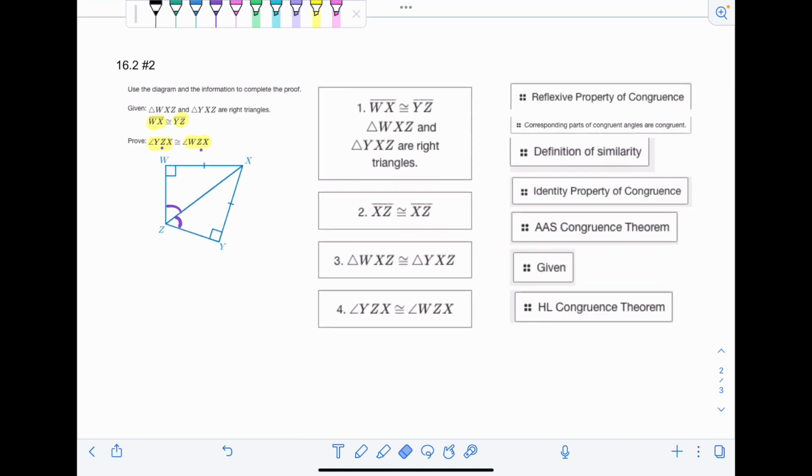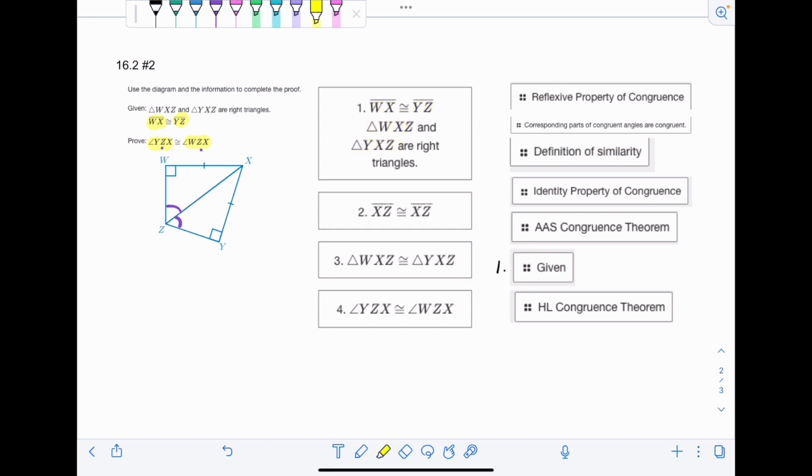Okay, so starting with 1 just relists all the stuff that's given to us. You know, segment WX is congruent to segment YZ. And then triangle WXZ and triangle YXZ, a lot of letters, are right triangles. So since it's given, our reason is just that it's given.